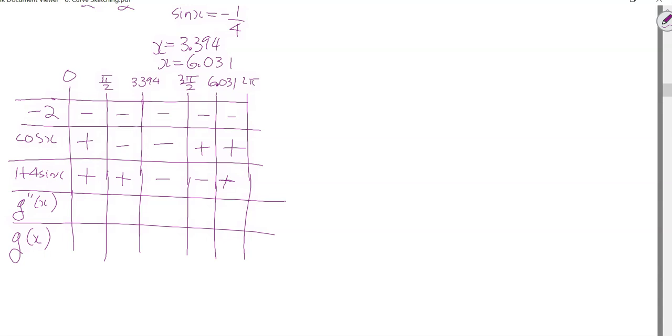So what do we get? Negative, positive, negative, positive, negative. CD, CU, CD, CU, CD. What's that? 1, 2, 3, 4. There's 4 points of inflection.